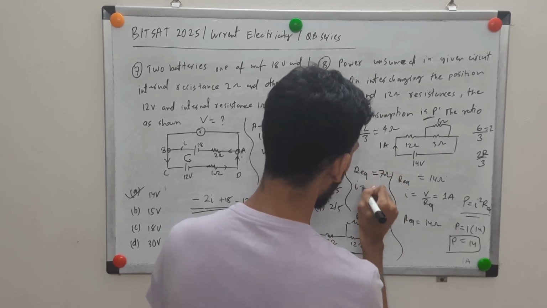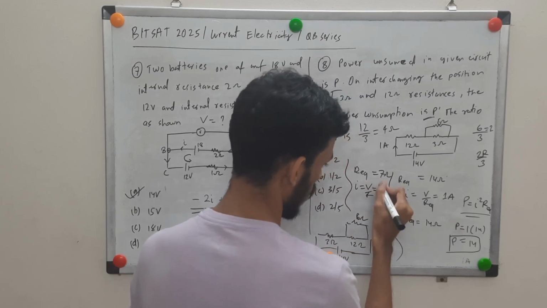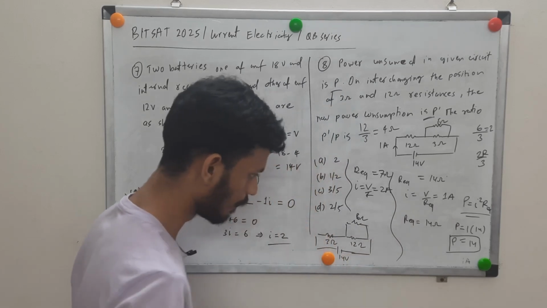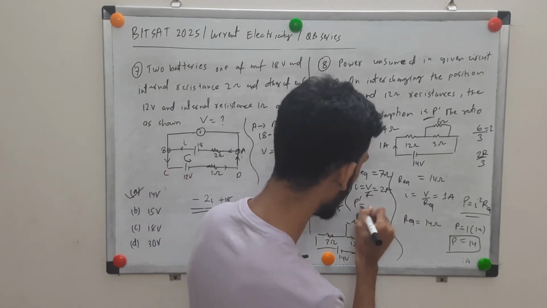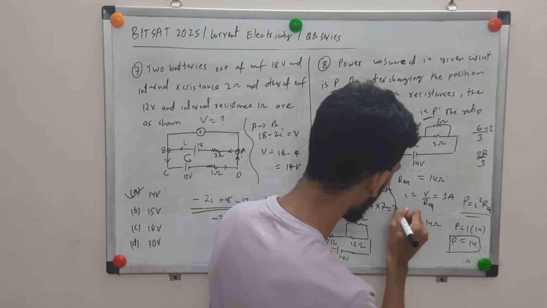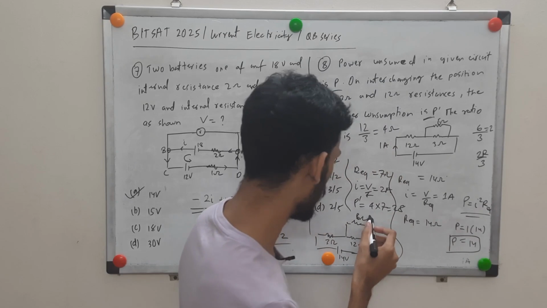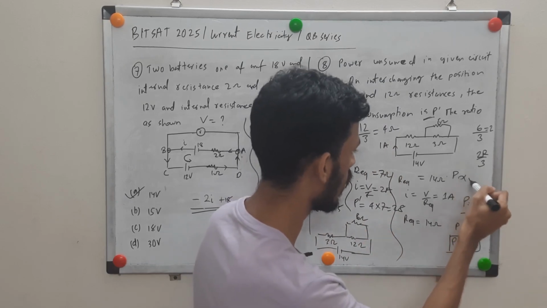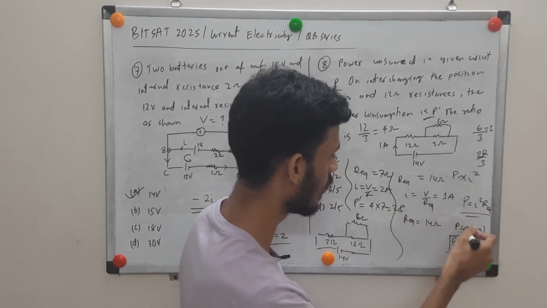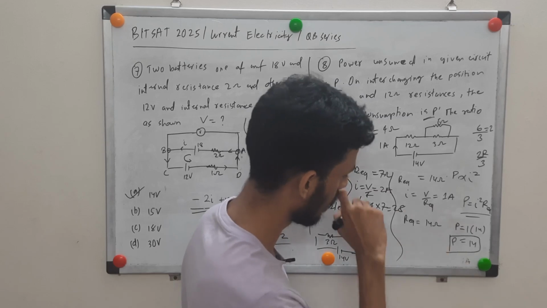So I will be V by R. Now V is 14 again and R is 7. So current will be 2 amperes. 14 by 7 is 2. Now we are supposed to find power, right? P dash will be I square R. I square is 2 square is 4 and that times 7 is 28. So even if you compare the current, power is related to I square, right? So here the current becomes twice, so the power will become 4 times, which is 28.